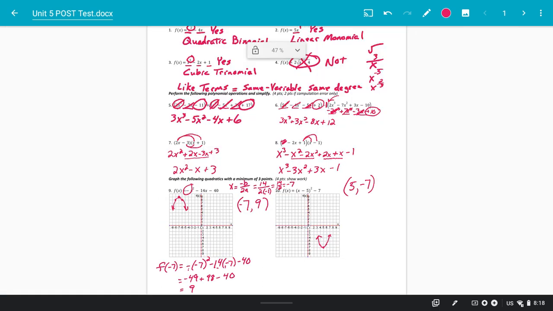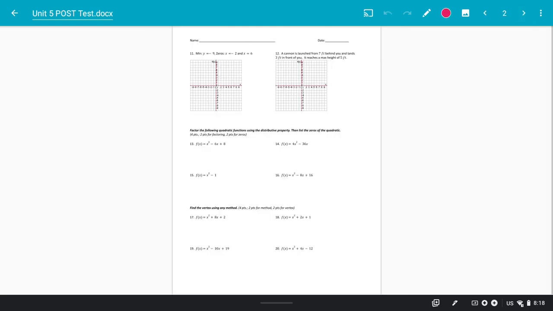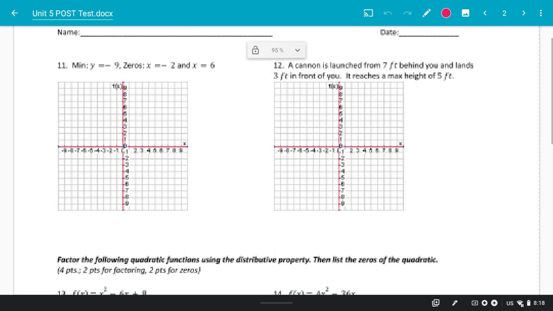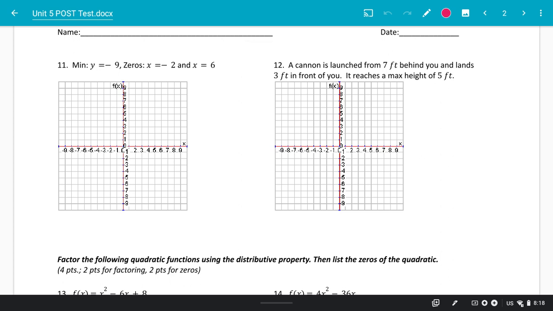So there's our first page. Let's move on. Now, I think overall, most people did good on the first page, and we didn't start having problems until the second page. I will say number 11 and 12, everybody did fantastic on. First of all, we have zeros of -2 and 6. The very middle between those two, -2 and 6, would be 2. And we had a minimum of -9.